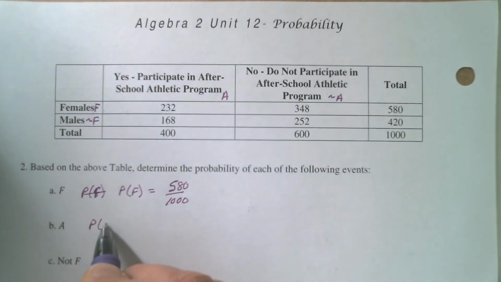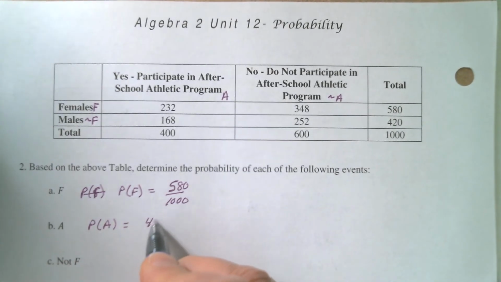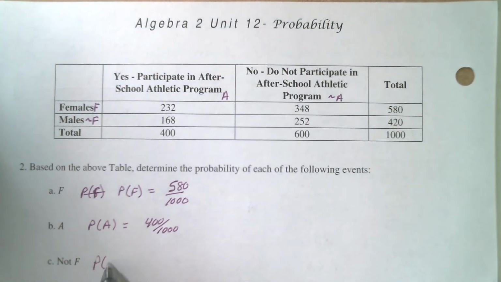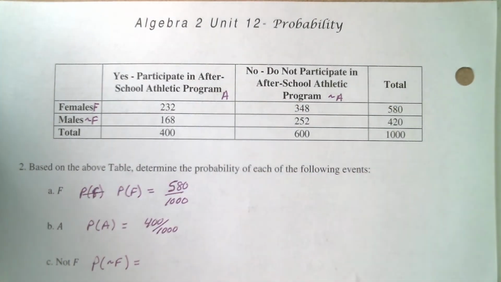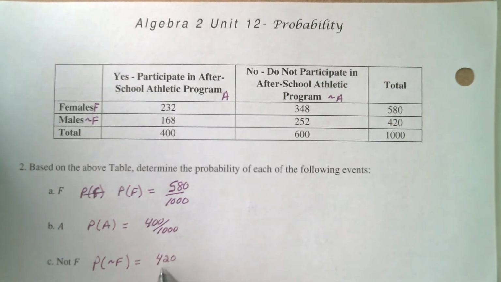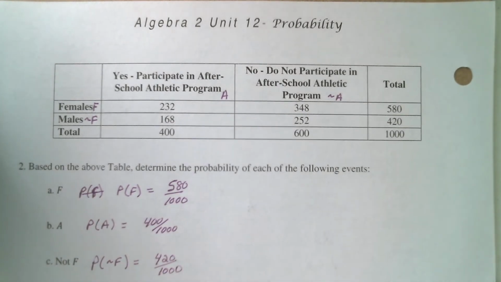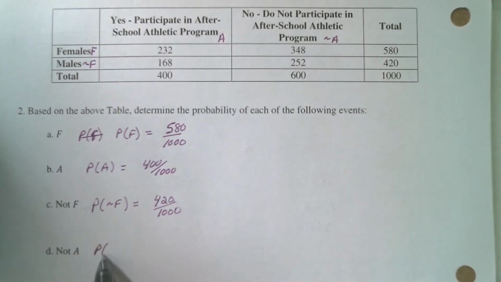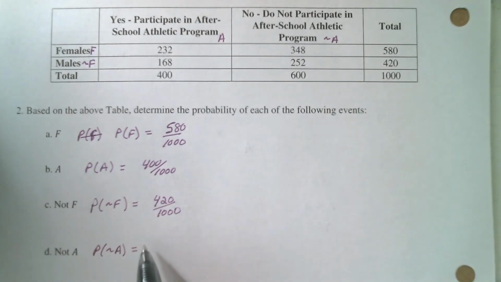Probability the student participates in athletics, 400 over 1,000. Probability not female, 420 over 1,000. And you can stop the video and complete the rest of these on your own if you like. Probability of not participating in the athletic program, 600.